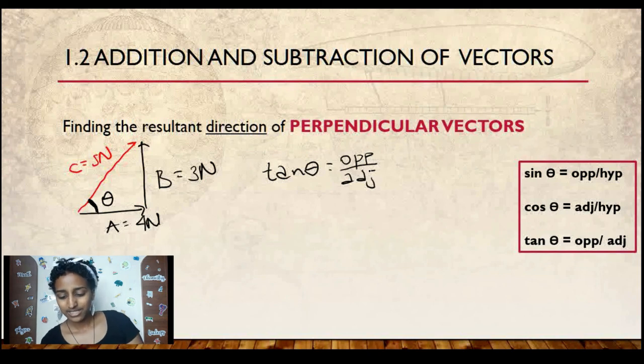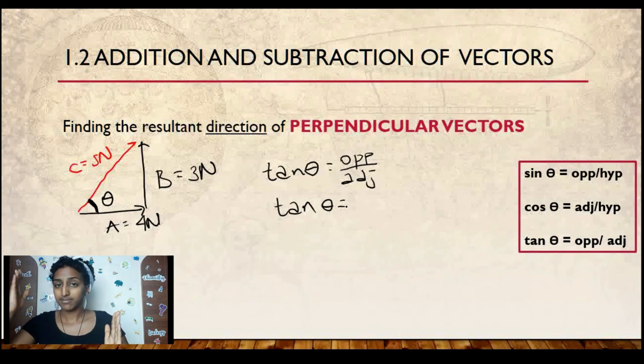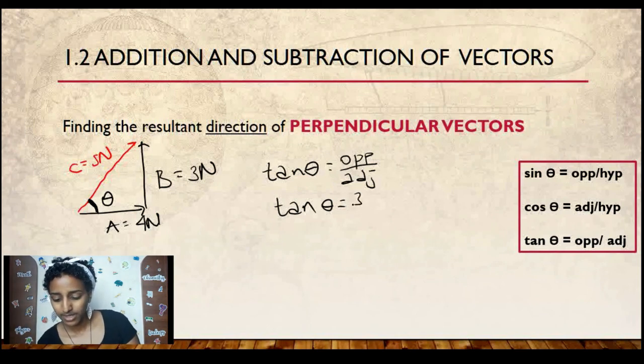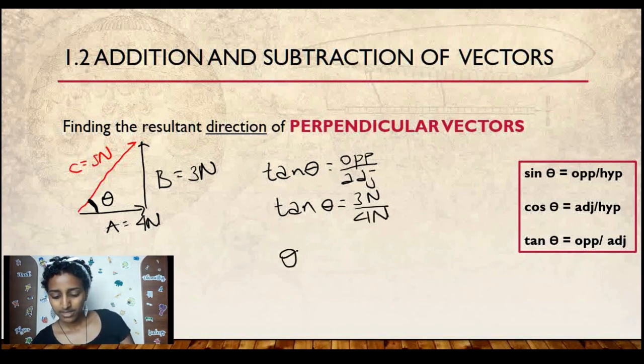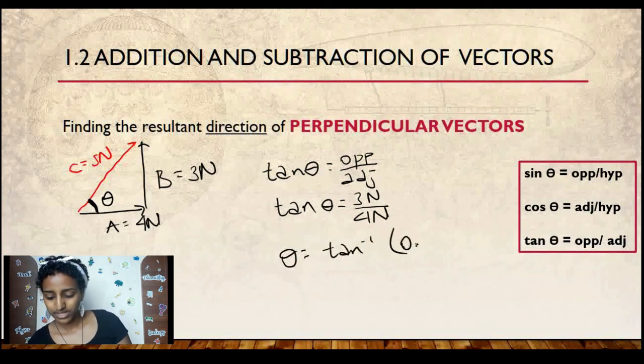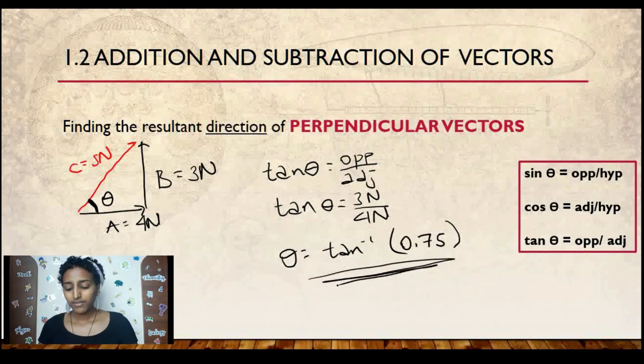Now, tan theta, you can see it's opposite over adjacent. The opposite side of the angle is B, which would be 3 Newton. And the adjacent side of the angle is A, which would be 4 Newton. So theta would simply be the tan inverse of 3 over 4, or the tan inverse of 0.75. If you have a calculator, which I doubt you will on your exams, you can just punch these numbers into the calculator and you'll find the actual angle in degree form. But this is also okay. This is also a perfect representation of the direction of a perpendicular vector.